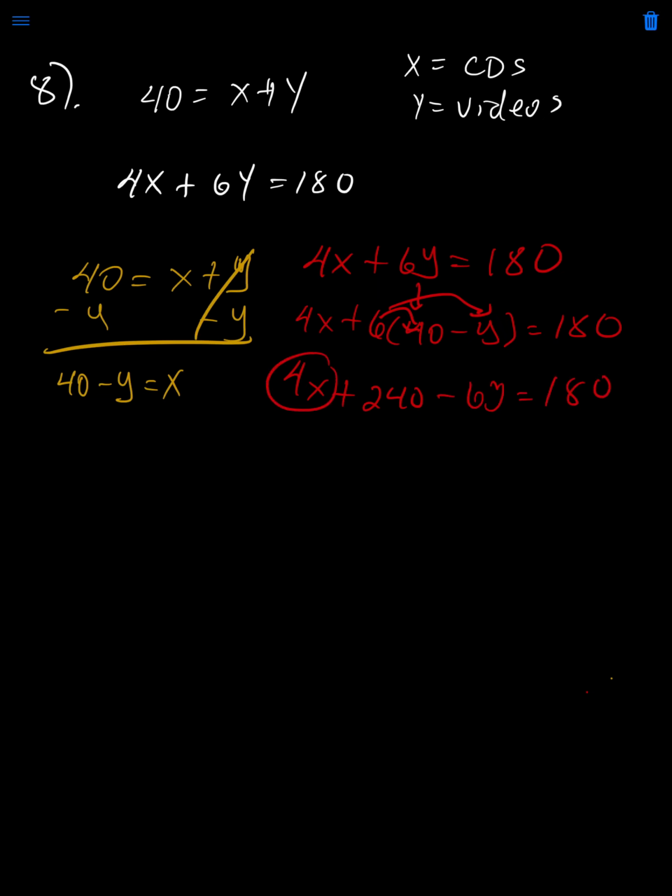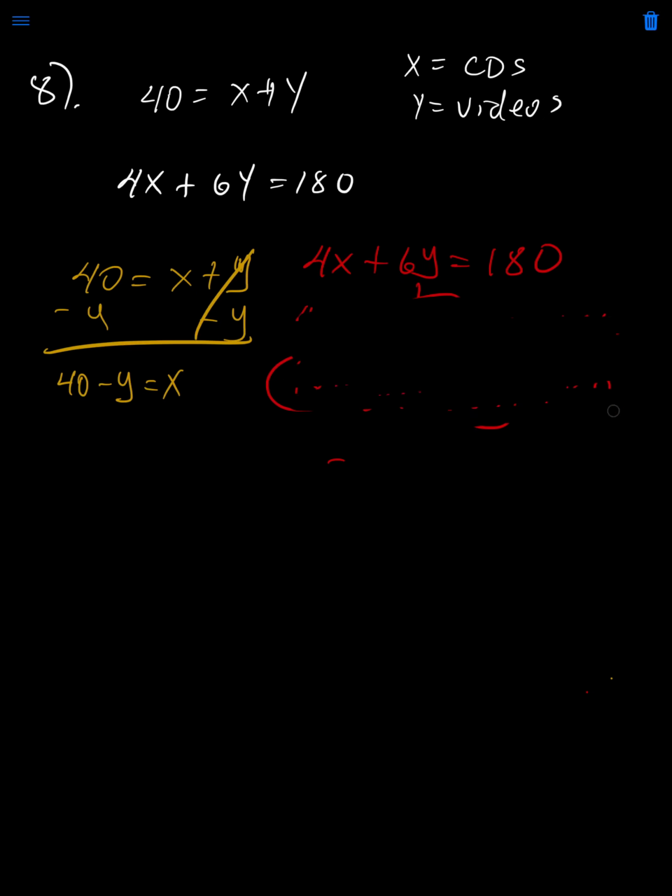So that means 4X, I'm going to distribute. So that would be positive 240. 6 times negative Y is negative 6Y equals 180. I can combine both 4 and negative 6 to get negative. Oh no, I can't. Oh, wait. Oh, I know what I did wrong. Let me erase all this. I'm so sorry. I plugged in the wrong spot.